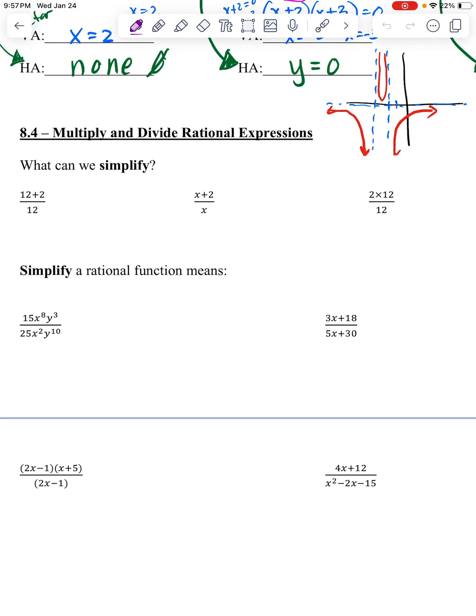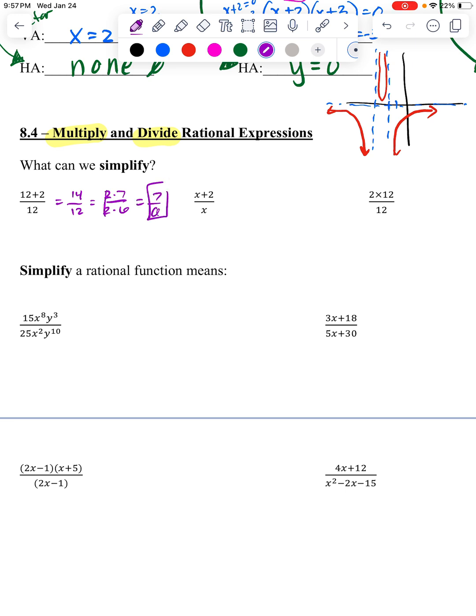All right, let's take a look at multiplying and dividing and simplifying. So we're still talking about rational expressions, which means fractions. So let's go back to some that we're more familiar with. Here, I'm going to add the top two, get 14 over 12, and then I'm going to reduce that. Because this is 2 times 7, and this is 2 times 6, the 2's cancel, and I would get 7 over 6.